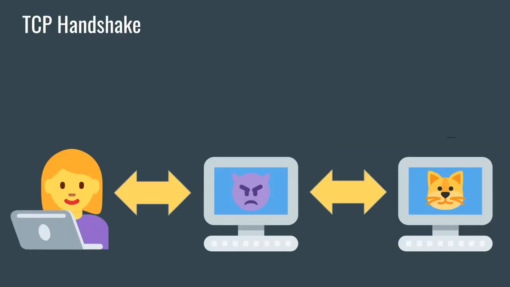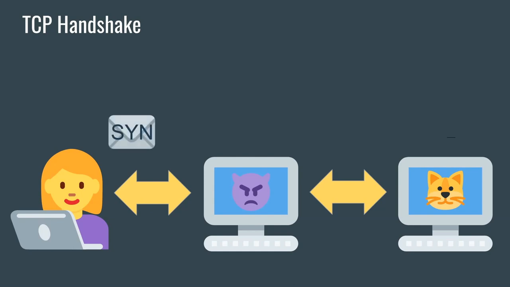Recall that TLS is built on top of TCP. So TCP is going to be responsible for retransmitting packets if they get dropped or making sure the packets arrive in the right order, things like that. So the first couple messages of a TLS handshake are actually the TCP handshake.